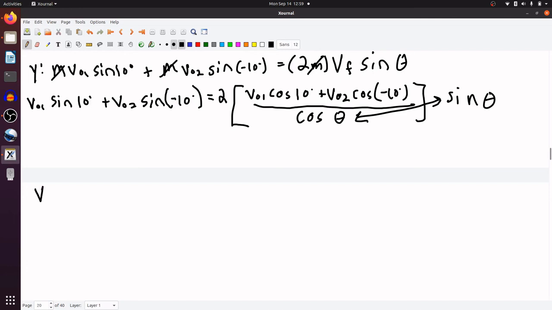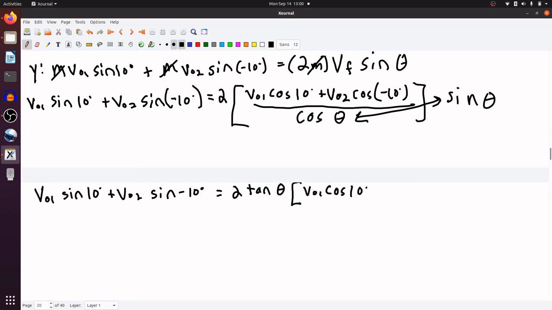And so that's going to give me V naught 1 sine of 10 plus V naught 2 sine of negative 10 is equal to 2 tangent theta, and then what's left in parentheses, which is V naught 1 cosine of 10 plus V naught 2 cosine of negative 10. And then there's nothing left underneath the denominator because we pulled that out as tangent.